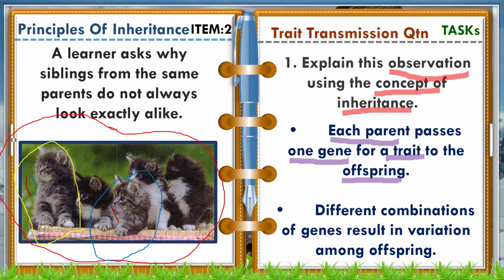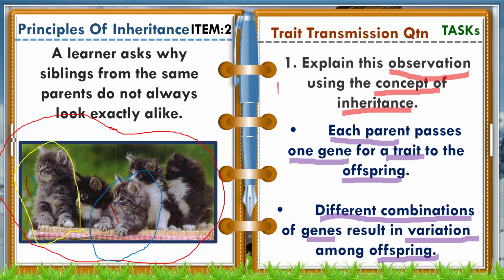But again, we say that different combinations of genes result in variation among offsprings. We are looking at different combinations of genes. All of them have received a gene from the father and a gene from the mother. But what is causing them to look differently? It is because the genes they are getting are different.